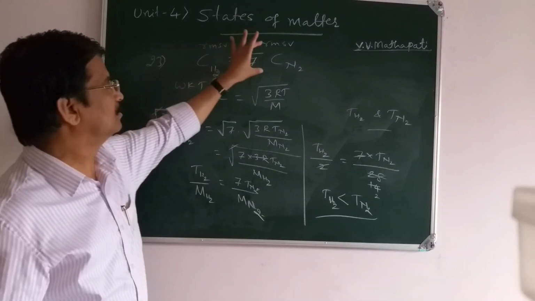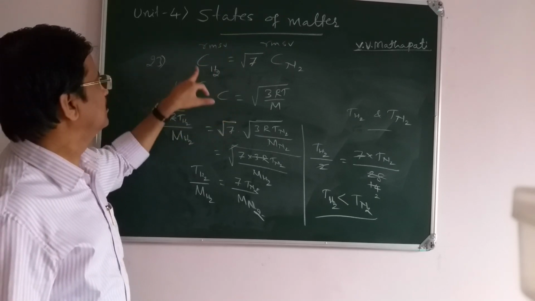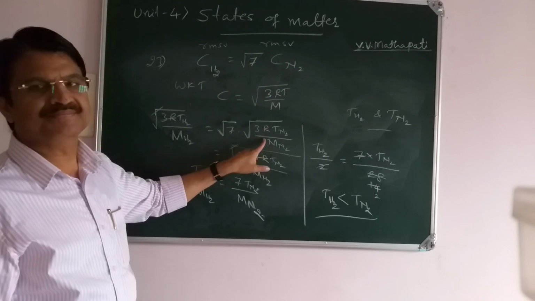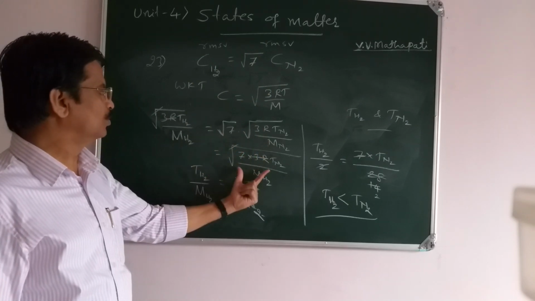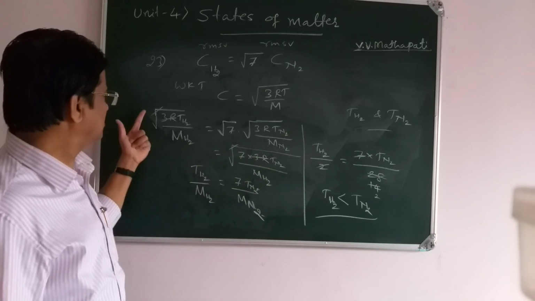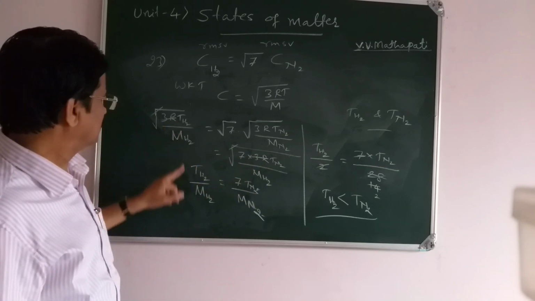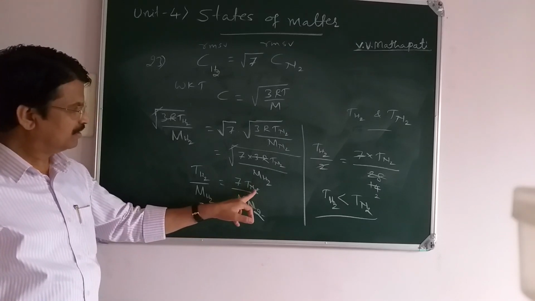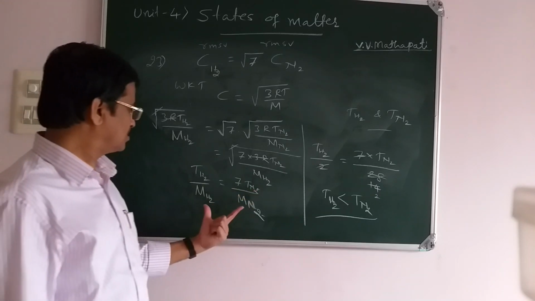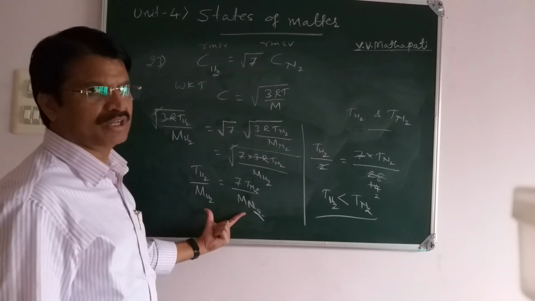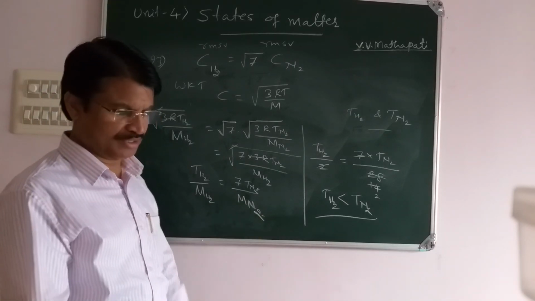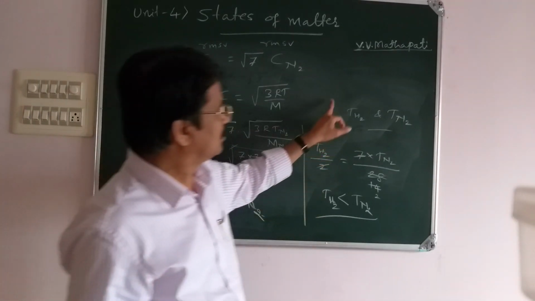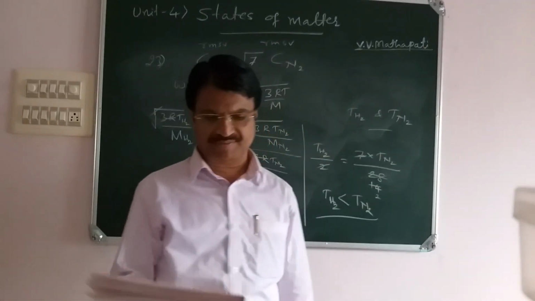First you write the given part. This is the given part. Then the C of S2 formula, C of N2 formula. Then root x, root y, root xy. Root cancels, 3R cancels. Then write T of S2 by M of S2, 7 T of N2 by M of N2, and substitute the molecular masses of hydrogen and nitrogen. So finally we get the answer T of S2 less than T of N2, because here you have to calculate the T of S2, T of N2 relationship.